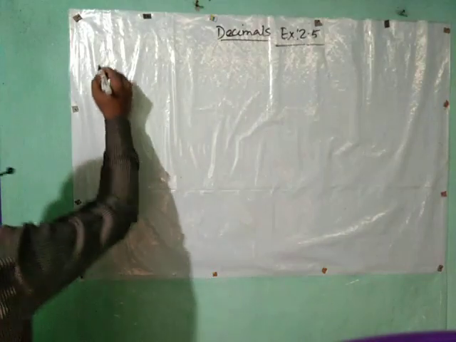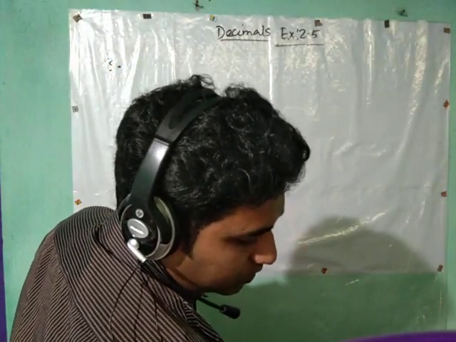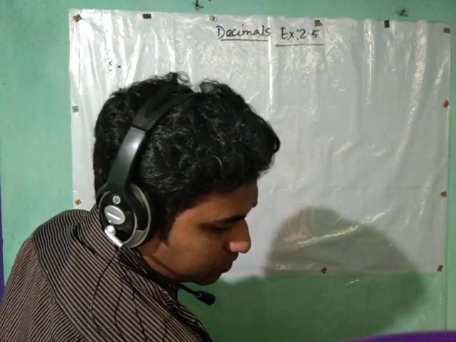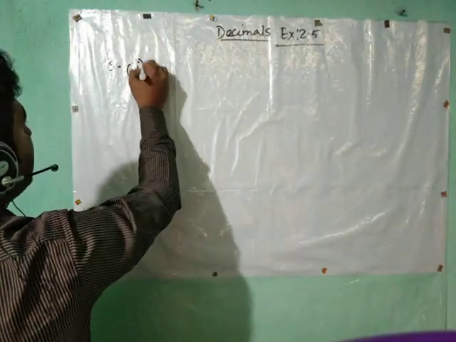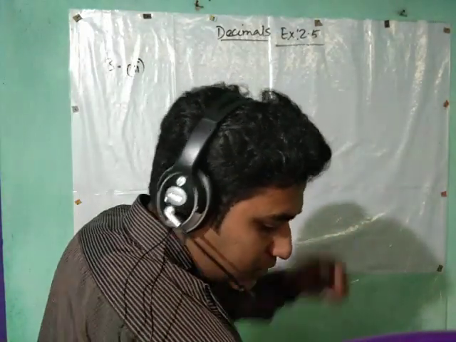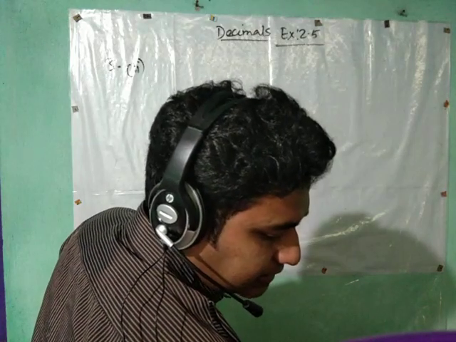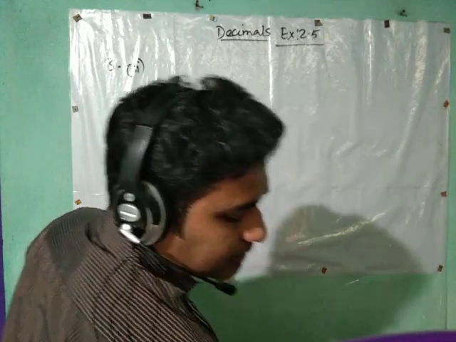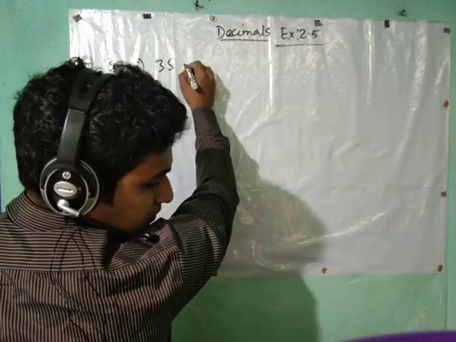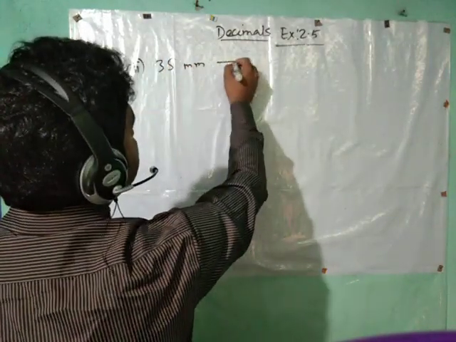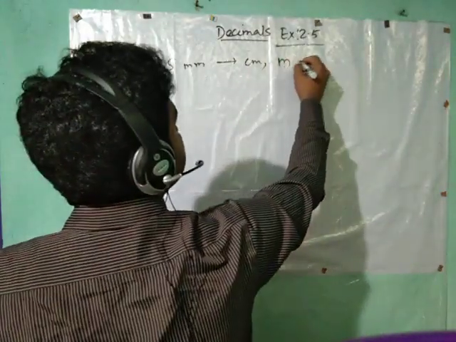Question number 3, let me see. Question number 1 is very easy, your homework. Now come to question number 2. Okay, question number 3, let me see. Express 35 millimeter in centimeter, meter and kilometer. What do you have to convert 35 millimeter into? Centimeter, meter and kilometer.